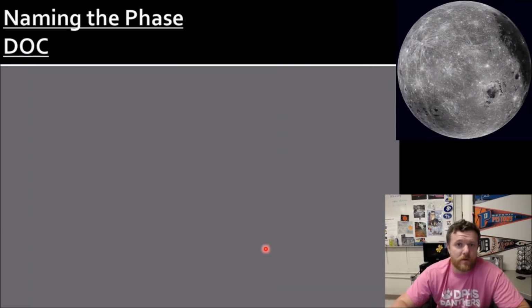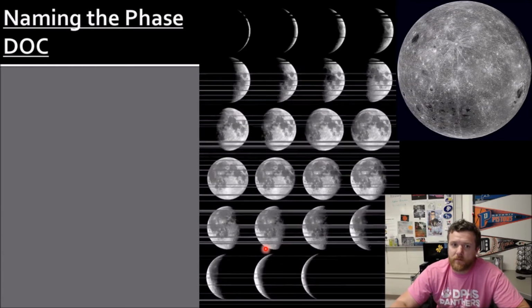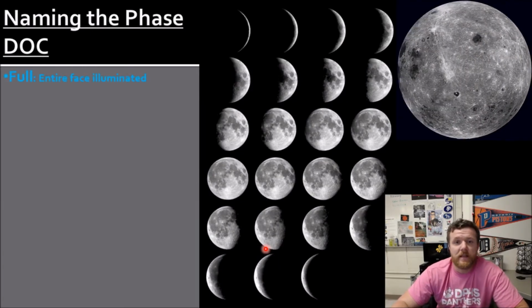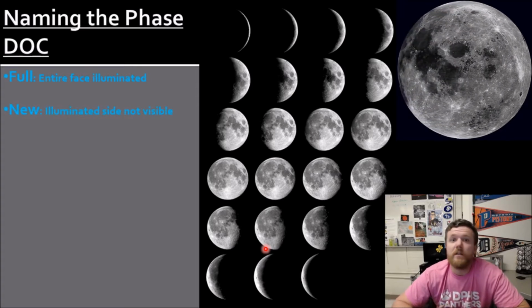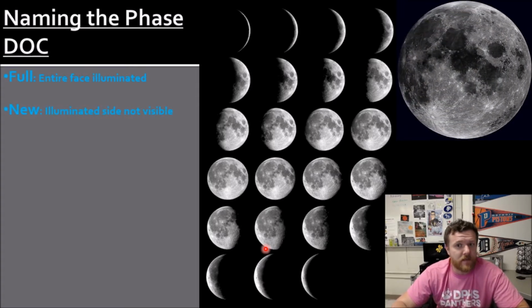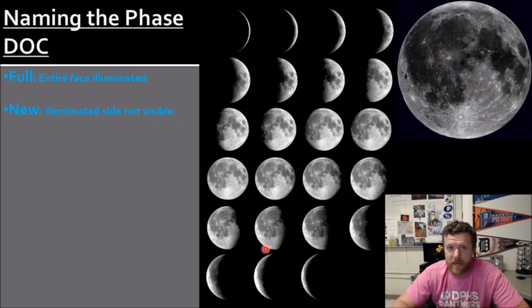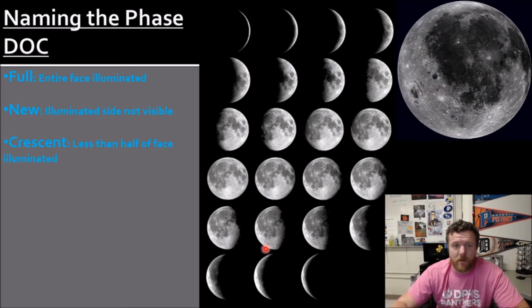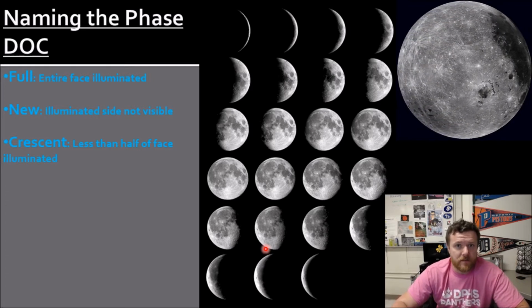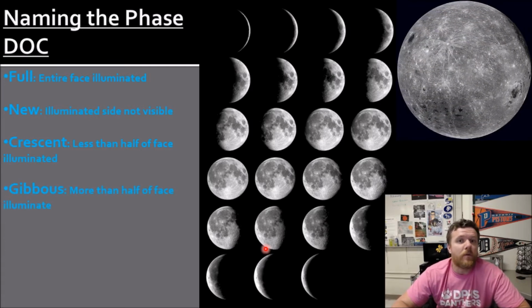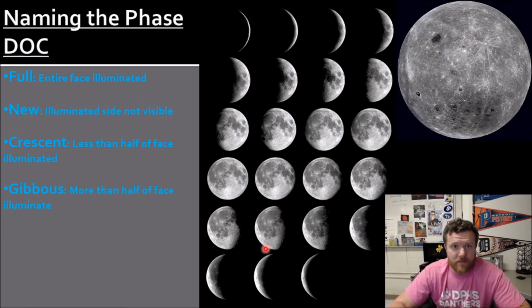But first, there's some words that you guys need to know. You may know some of them already. If you see the entire face of the moon, it's known as a full moon. If you see none of the moon, it's known as a new moon, which means we don't see any of the lit up part of the moon. If you see less than half, it's known as a crescent moon. If you see more than half, it's known as a gibbous moon.